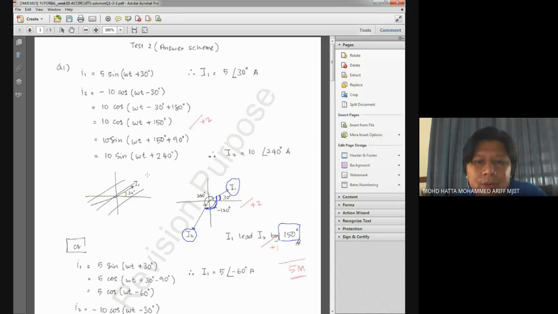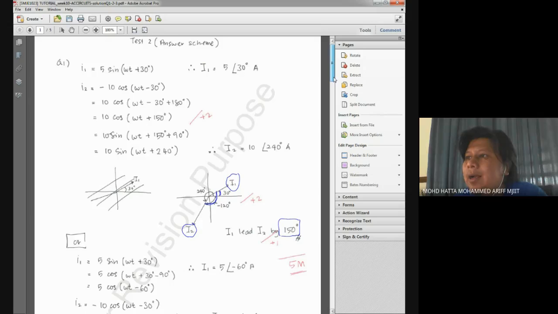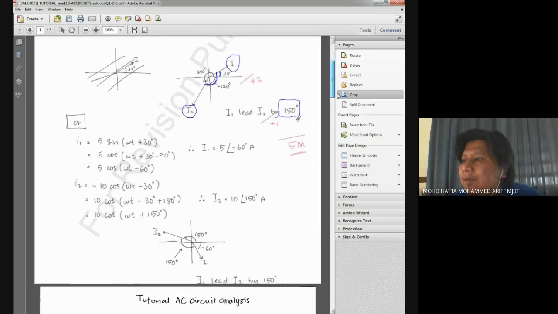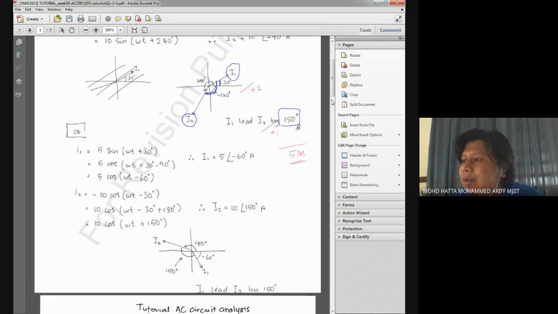Actually, you can also try to represent your current waveform in terms of cosine, where here I have another solution, but both give me the same answer. However, the graphical representation is a bit different compared to the one that we saw earlier.